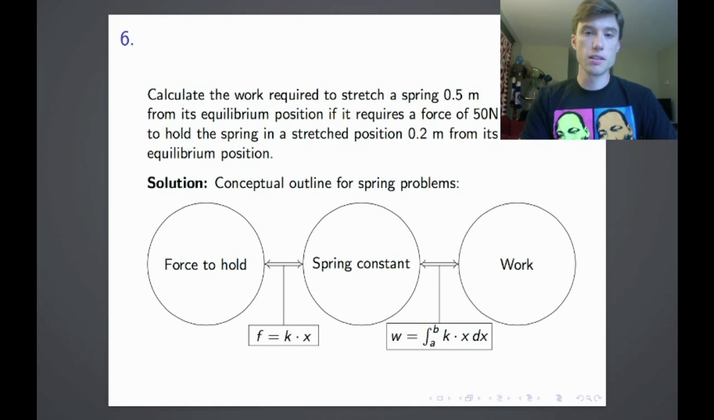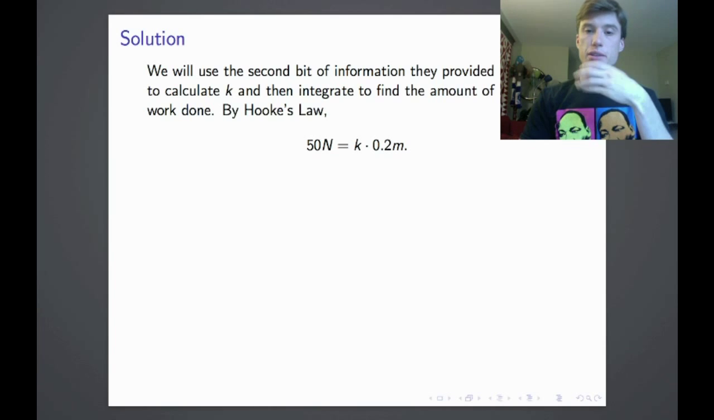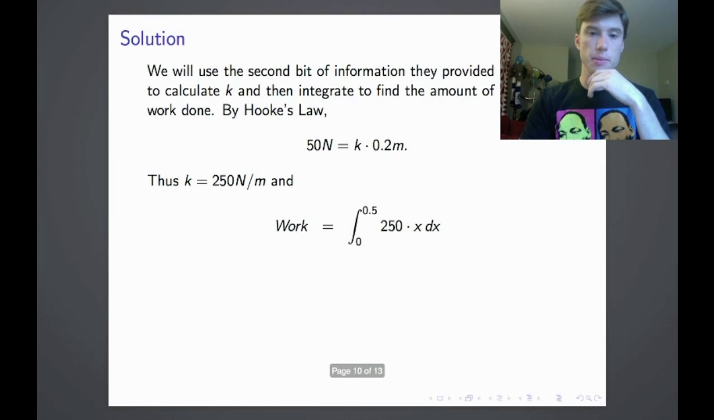So let's take this information we have, that it requires a force of 50 newtons, that's this F here, and we are displaced 0.2 meters, that's this X here, and we will calculate the spring constant. So by Hooke's law, our 50 newtons is equal to K times 0.2 meters. From this we can calculate that our K is equal to 250 newtons per meter. And we can calculate the work.